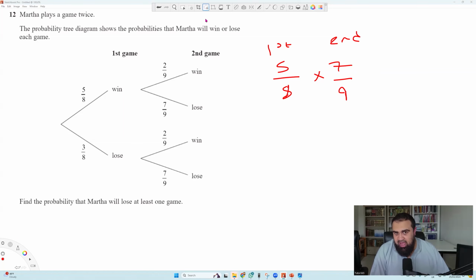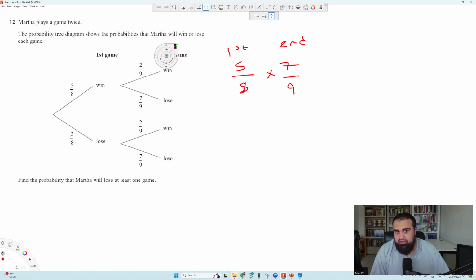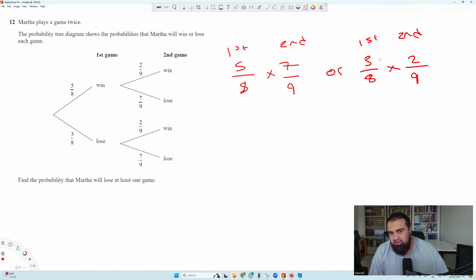Or what could happen is that in the first game, she loses. So the probability is 3/8, as you can see. And then you multiply that out with winning. So it's 2/9. The second game, she could win. This is basic tree diagrams, guys. If you haven't done it, please go study it.